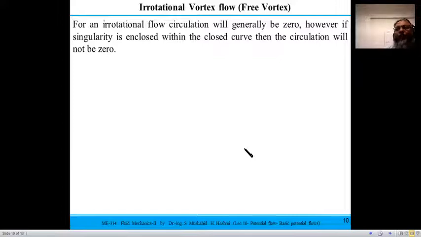Okay, as we have knowledge of irrotational flow, the circulation or vorticity is 0, or the curl of the velocity is 0. But things would be different if your singularity, or the point where you cannot define velocity, is enclosed in the closed curve where you are calculating circulation. So generally speaking, for an irrotational flow, circulation is 0. But the only case in which the circulation is not 0 is whenever a singular point is enclosed within the closed contour.